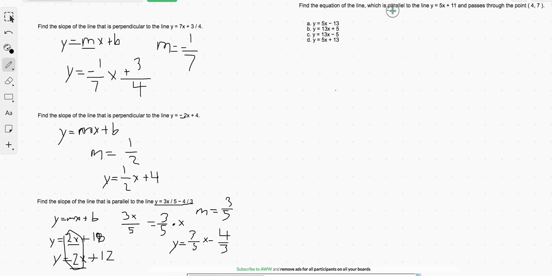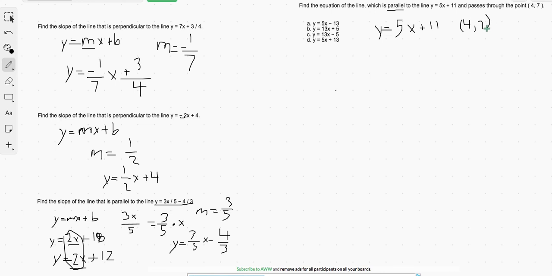So it says parallel. So what we just did, parallel means that the 5 has to be the same on both equations. So on the second equation, the slope has to be 5 because it says parallel. So here are the four answers it could be. So let's solve it. y equals 5x plus 11, and we have 4 and 7, like this.